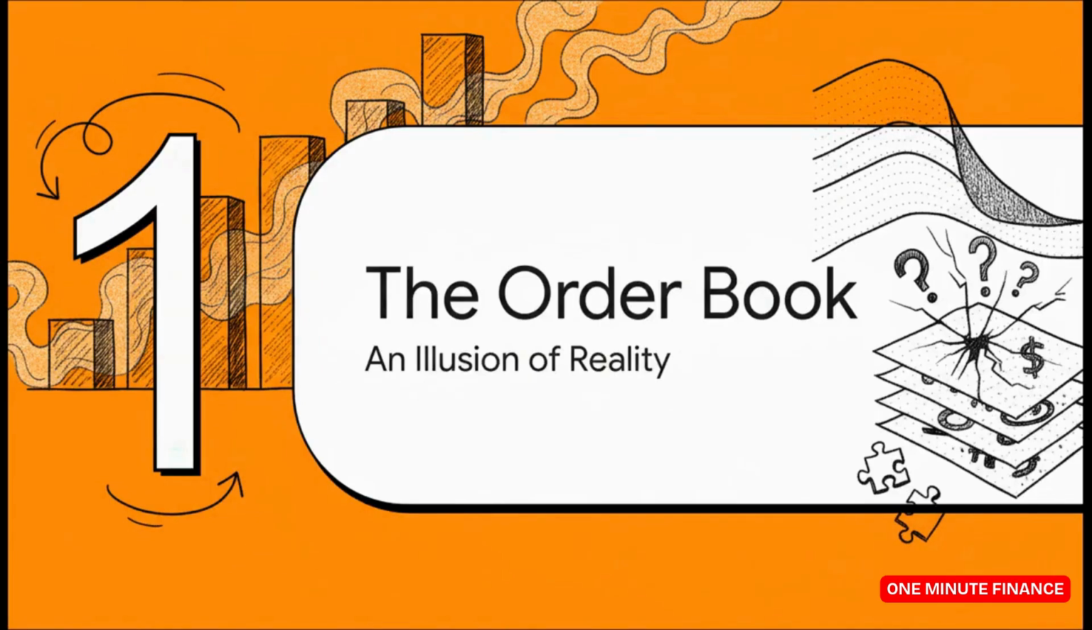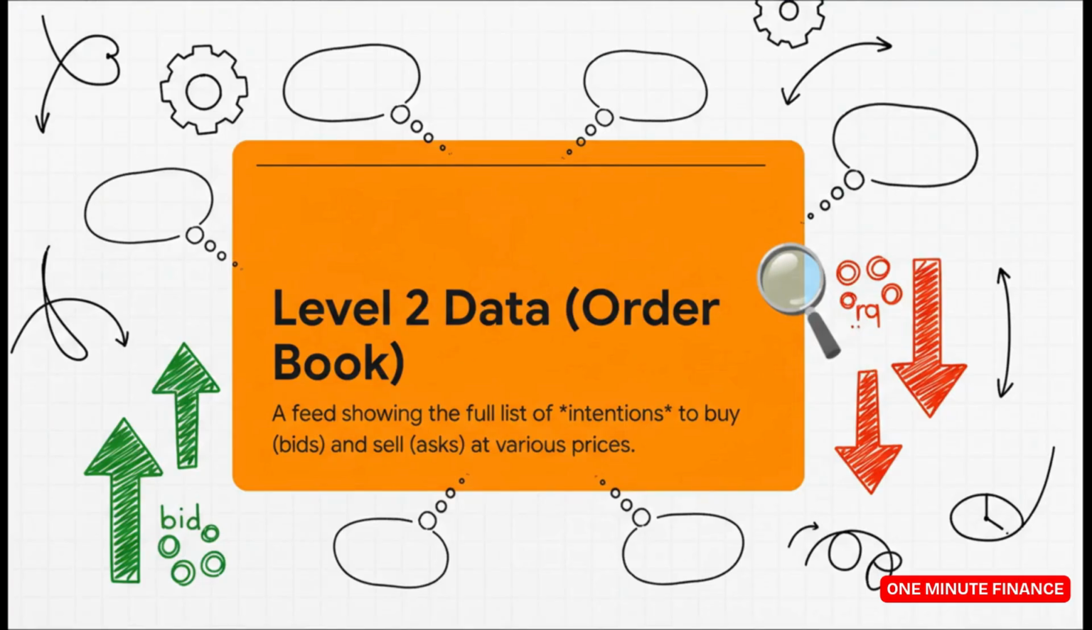So, to really get why that is, we need to first look at the tool most people are glued to, the order book, and we're going to peel back all its layers of illusion. Okay, so this is what we call level 2 data, or the order book. It's basically a list of all the limit orders, just waiting to be filled. You've got the bids to buy on one side and the asks to sell on the other. And the most important word here, the one I really want you to remember, is intentions.